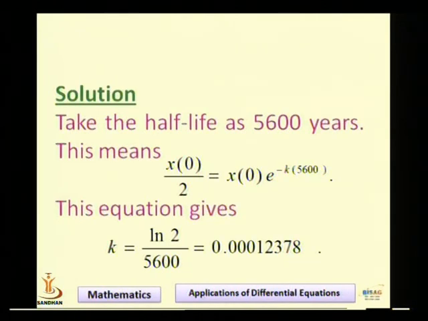Half-life means when the substance becomes half, how much time it takes. That is, on the left side x(t) will become x0 by 2, half of the original. So, that is equal to x0 into e^(-k times 5,600). Then x0 cancels from both sides and you can obtain k as log 2 upon 5,600, which is 0.00012378.